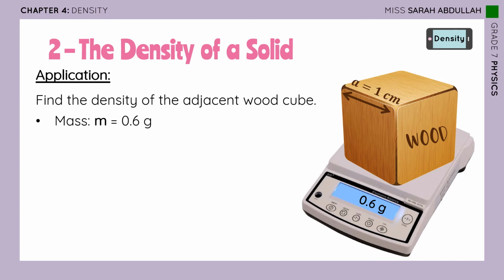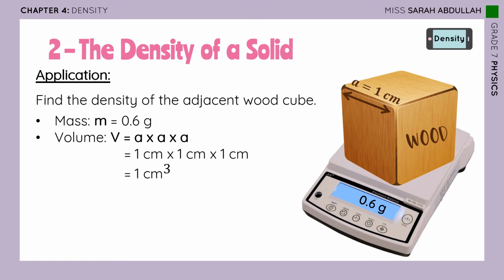The volume, you guys remember, for a cube, V equals A times A times A. And you can see that A is equal to 1 centimeter, so it is 1 centimeter times 1 times 1. And the answer is 1 cubic centimeter. Perfect. Now, how can I find the density? Density equals mass over volume. The mass is 0.6 grams, and the volume is 1 cubic centimeter, so the answer is 0.6 grams per cubic centimeter. Okay, so this is another application that you can practice.